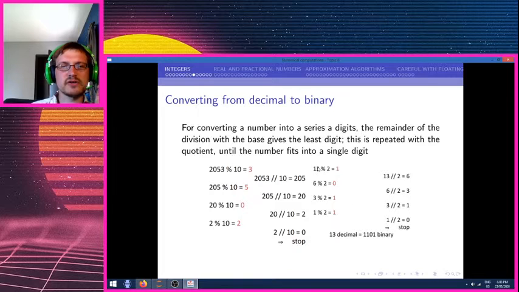So if we were to convert the number 13 in the decimal system into binary, the first thing we do is we take the modulo with 2. This will tell us what the least significant digit is. Because it doesn't matter what your number is, if it's even, then the first binary digit, or the least important binary digit, is going to be 0. Otherwise, it's going to be 1.